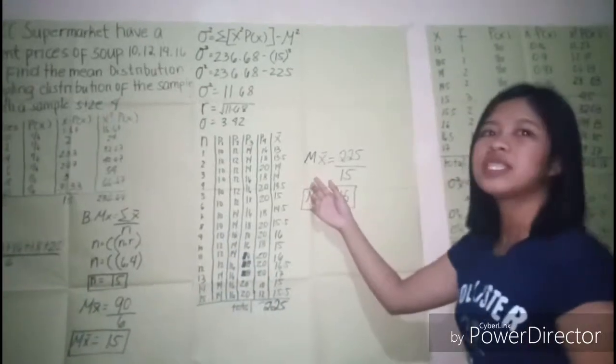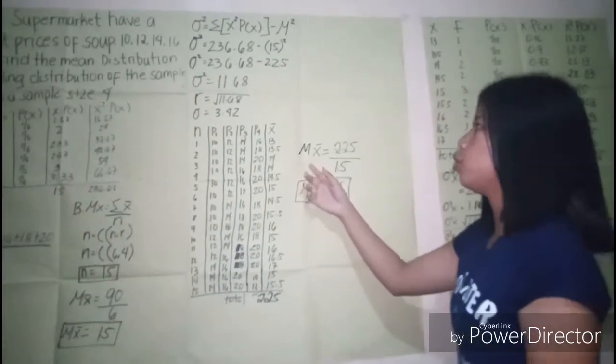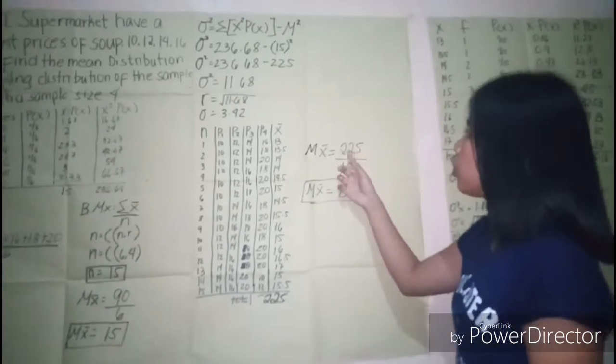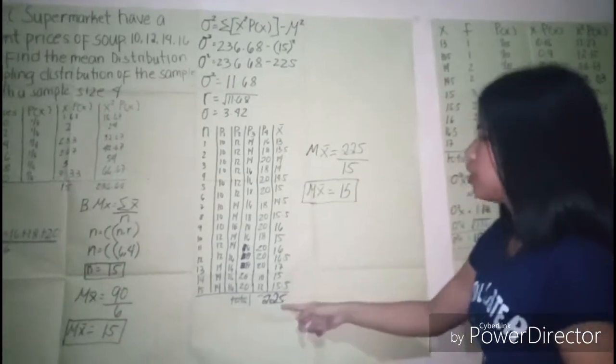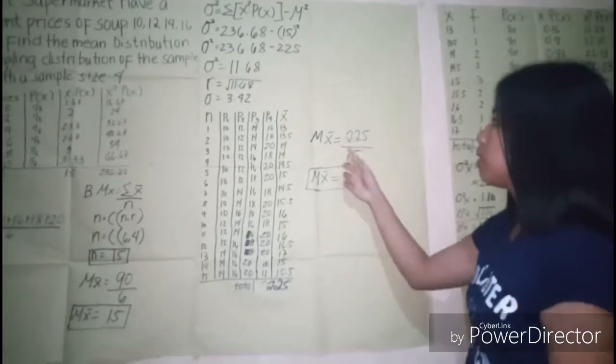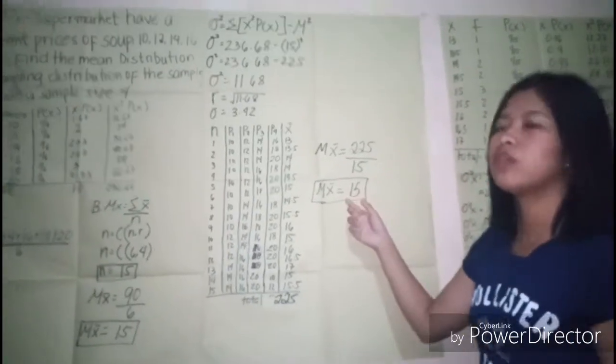So, ito yung formula ng sampling distribution. Yung total ng X-bar is 225 divided by 15. Yung makukuha mo is 15.